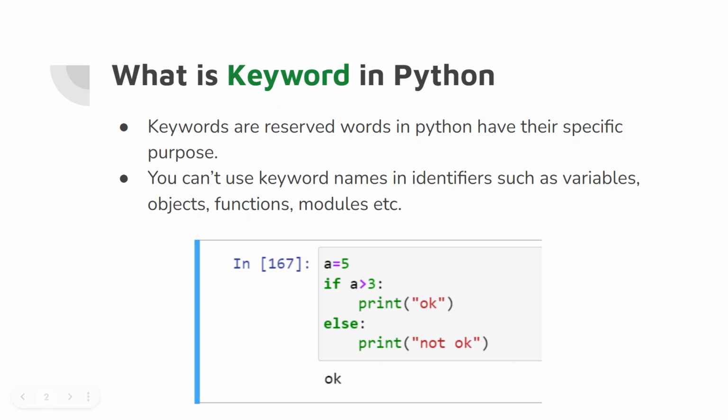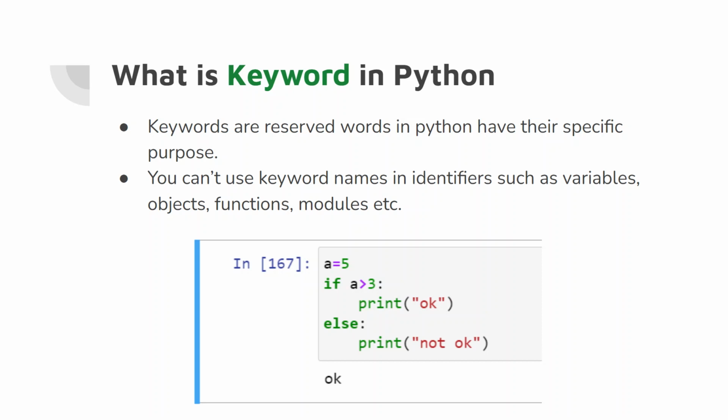So let's see an example. So a is equal to 5. If a greater than 3, print OK, else print not OK. So here keywords is if and else. So these two are keywords. So we use these keywords mainly for specific purpose, like if else is a purpose. So all the loops, if else, while, for, so these are all keywords.